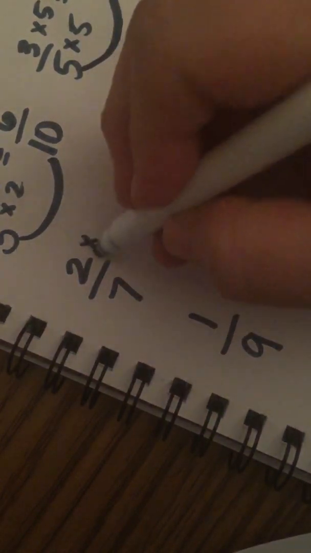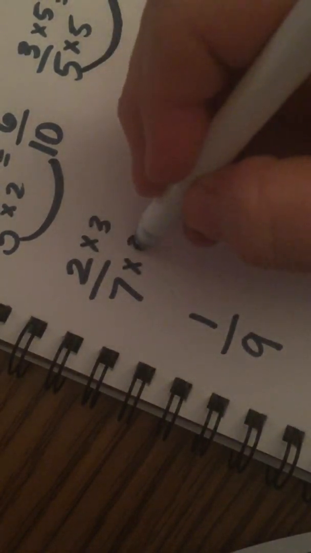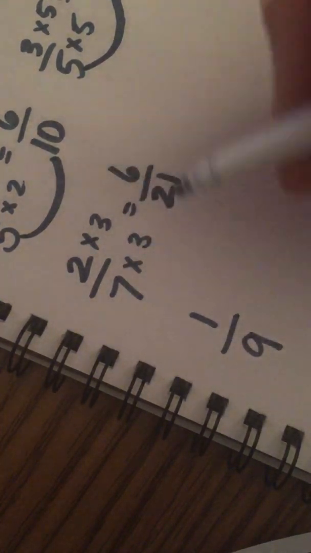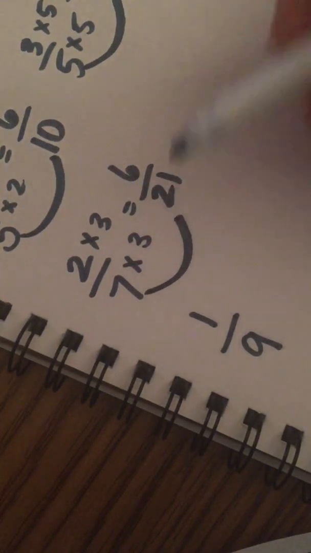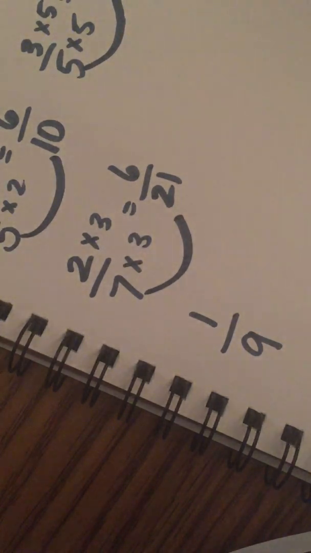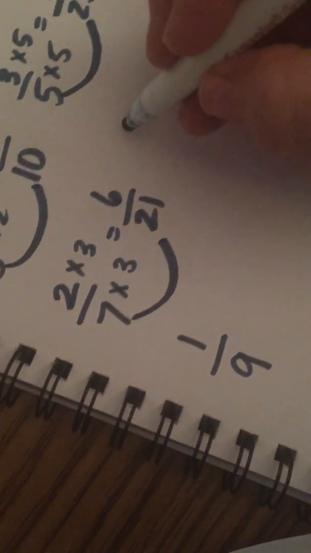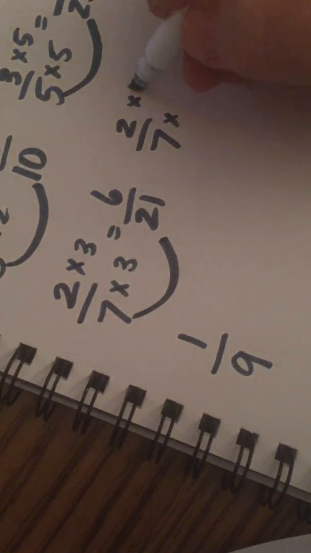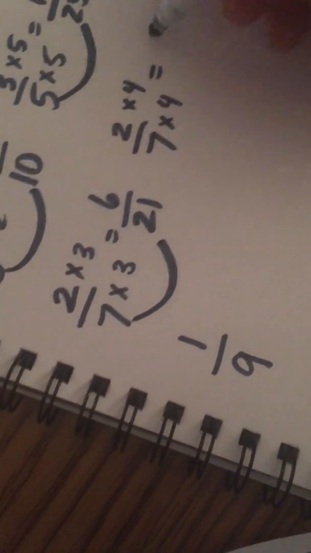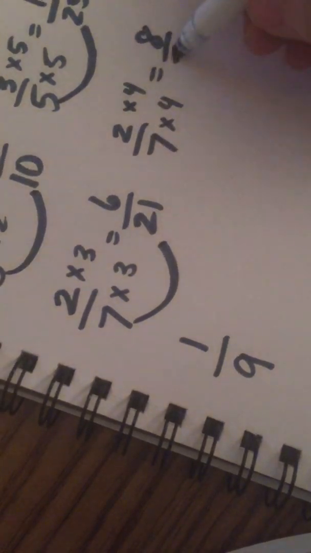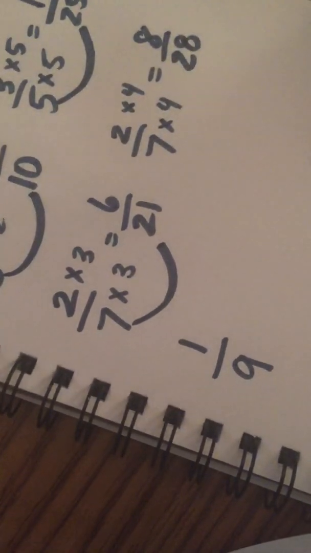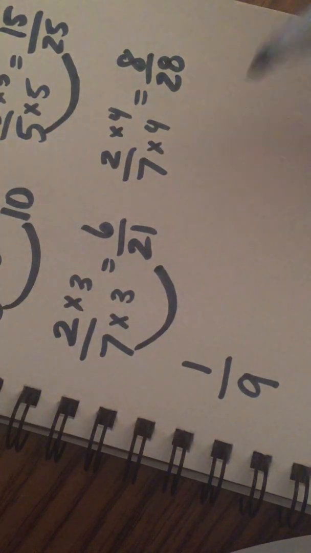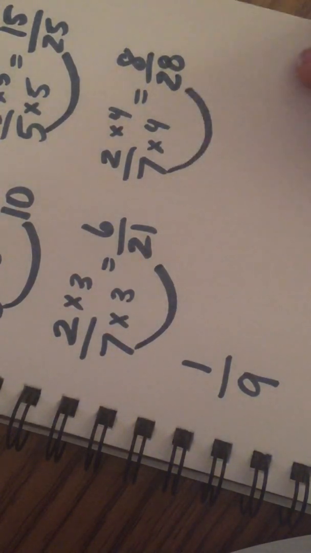2/7. This time I'm going to multiply top and bottom by 3, let's say. 2 times 3 is 6. 7 times 3 is 21. So 2/7 and 6/21 are equivalent. They're equal. I'll do another one. This time I'll multiply, let's see, I haven't done a 4 yet. How about 4? 2 times 4 is 8. 7 times 4 is 28. So 2/7 and 8/28 are equivalent.